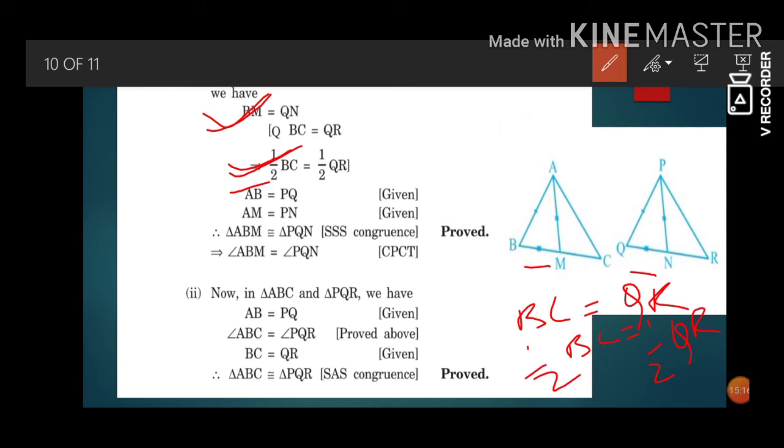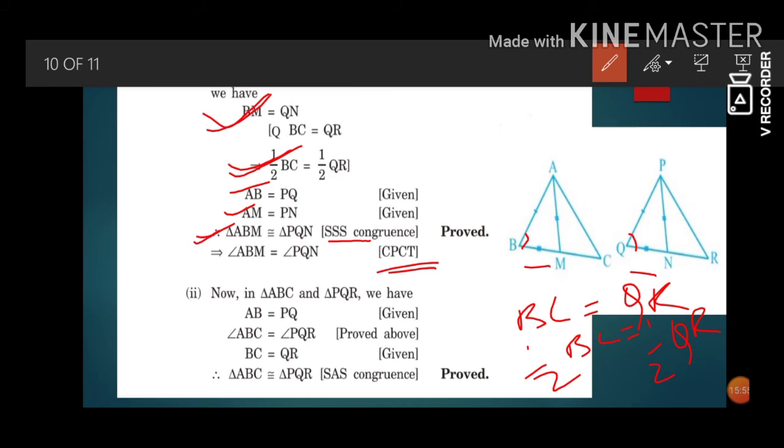AB equals PQ is already given, and the medians, that is AM and PN, are also equal, that is also given. So by the SSS congruency rule, we can show that triangle ABM and triangle PQN are congruent to each other. So our first proof is done. Here we need the angles: angle ABM and angle PQN are both equal using the argument CPCT, corresponding parts of congruent triangles.